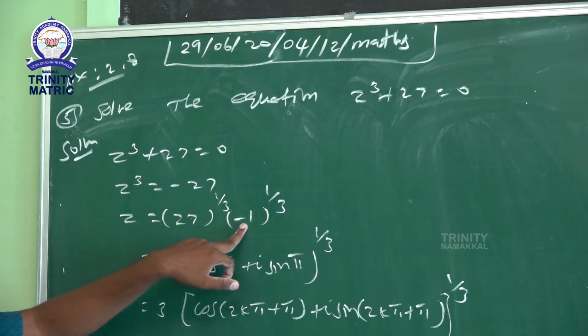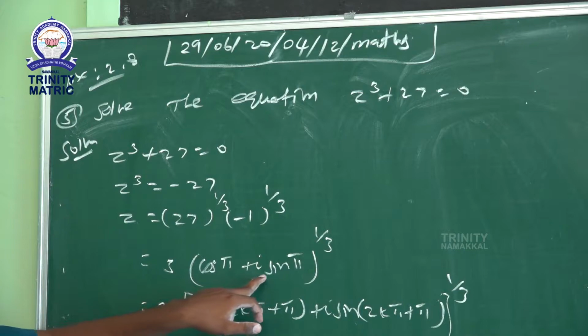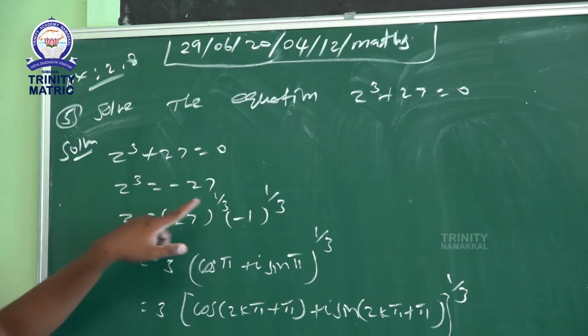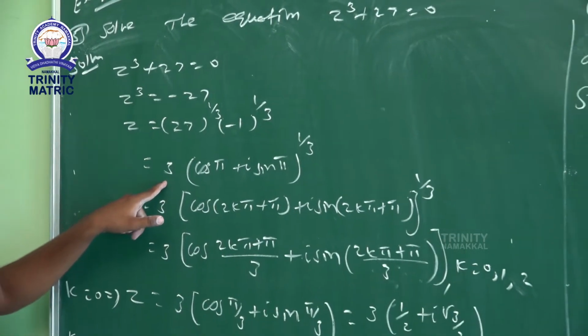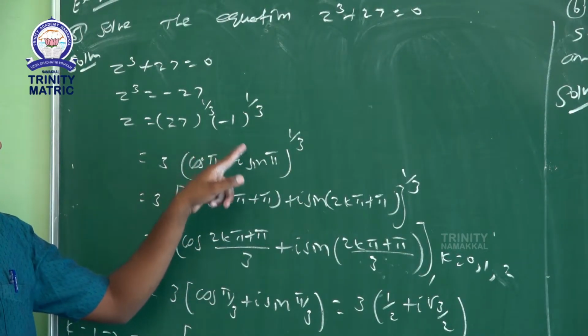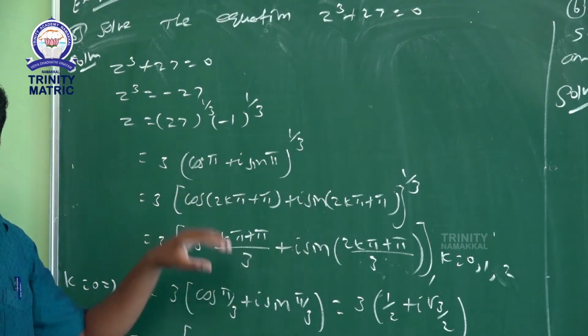What is the polar form of minus 1? Cos pi plus i sin pi. Already we know. Next, 27 means 3 cube. So 3 cube power 1 by 3, the 3 cancels, so finally we get 3. Next, cos pi plus i sin pi is the polar form of minus 1, whole power 1 by 3.